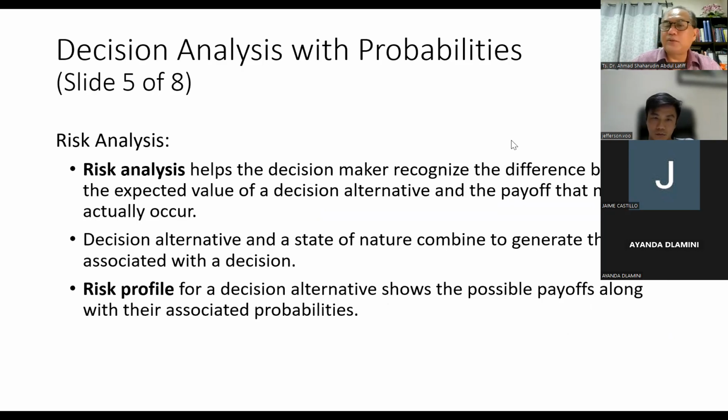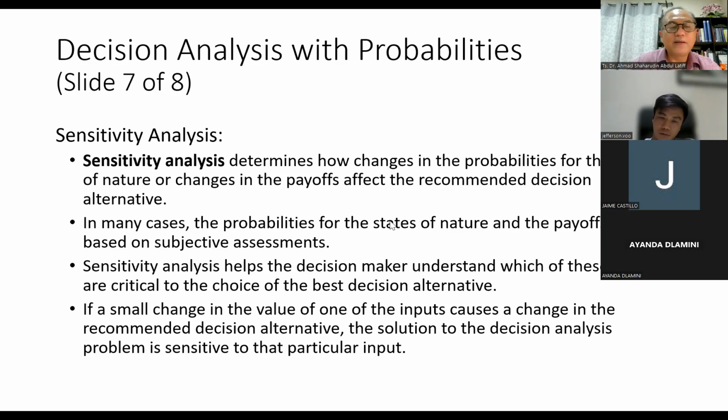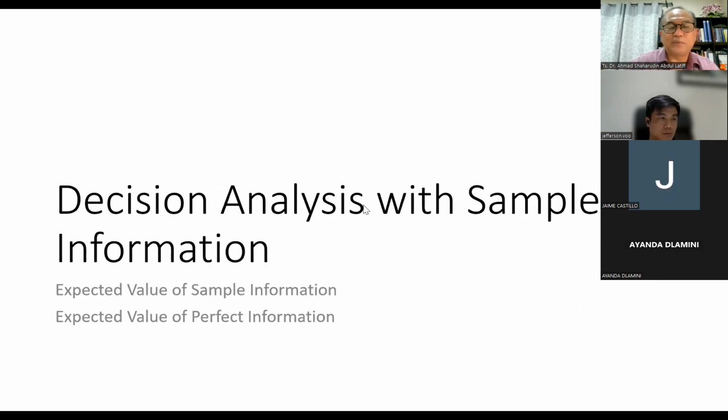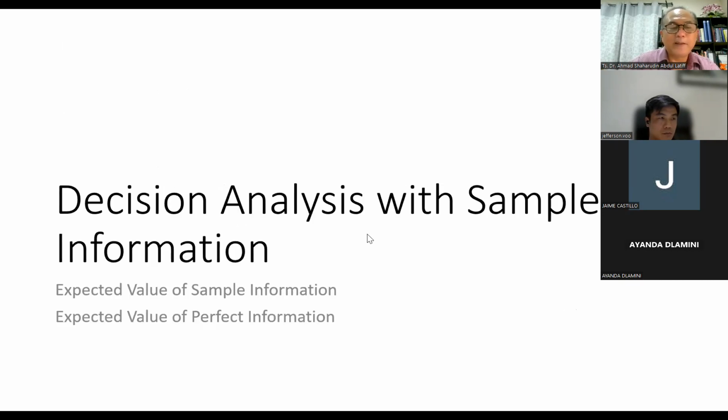For risk analysis, you look into the decision alternative versus the payoff, and then you do risk profiling. So this is the risk profile. Sensitivity analysis determines how changes in probability will affect the recommended decision alternative. So if there are any changes in the probability, say 0.2, 0.5, sensitivity analysis will measure the effect of these changes. This is the example formula.